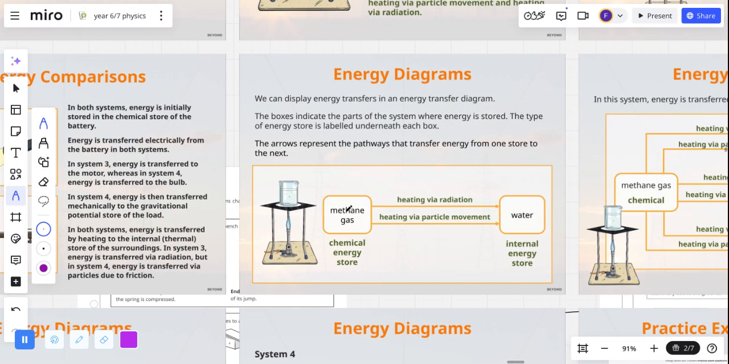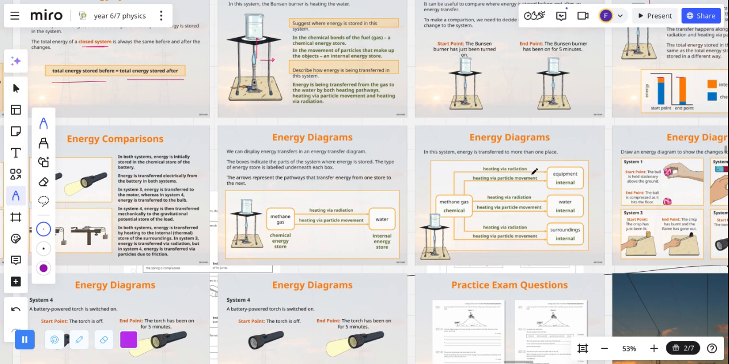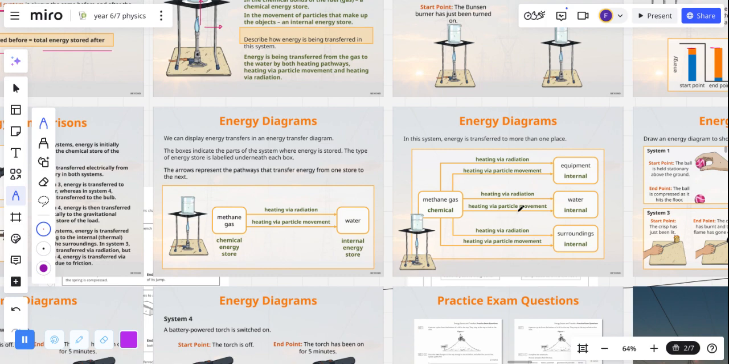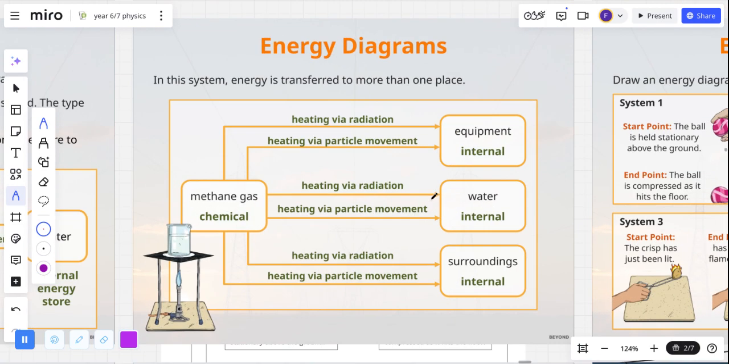So you've got methane gas. This is a fuel, chemical energy. Heating via radiation and heating via particle movement. So these are all the different kind of energy diagrams you've got. All right. So we can make it quite complex if we want to.